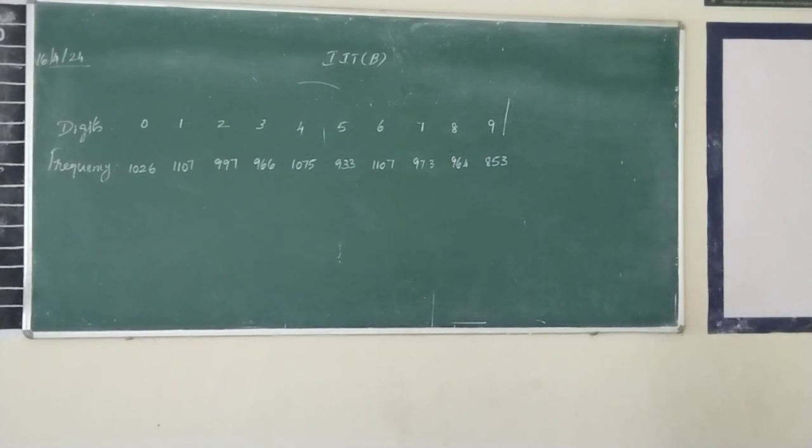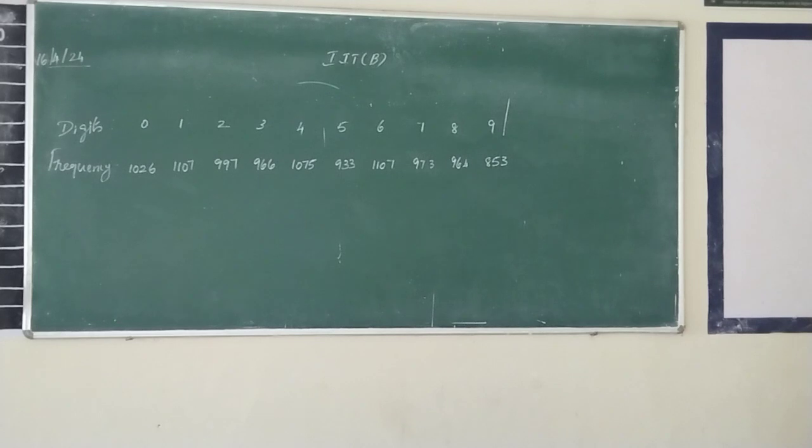Okay. Now we have to calculate your E. As I told you, based on the theoretical data, we have to identify our E value. Here, what is the information given? Totally, how many digits are there? 9 digits or 10 digits? 10 digits. 0 to 9, totally 10 digits are there.